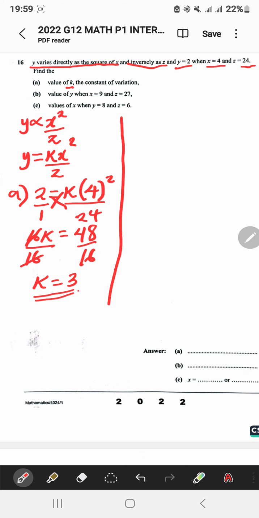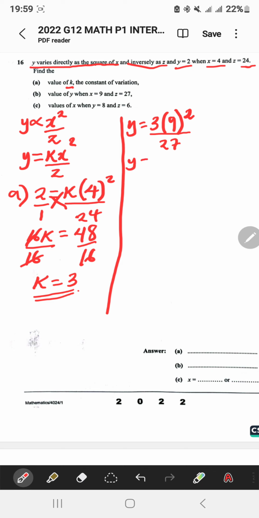We proceed with the next question. The next question says, find the value of y when x is equal to 9 and z is equal to 27. For us to find the value of y, using the same equation, we are going to say y is equal to, since our k is 3, where this k is, we'll substitute 3. When x is equal to 9, substitute x with 9, and remember, there's power 2, divided by, and z is equal to 27, so substitute z with 27.